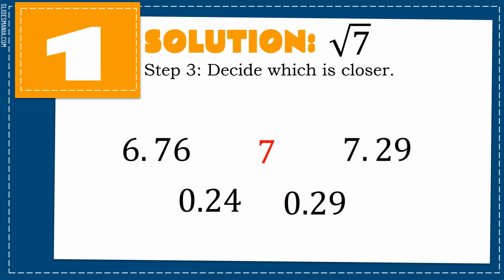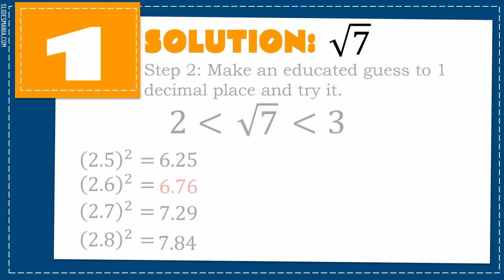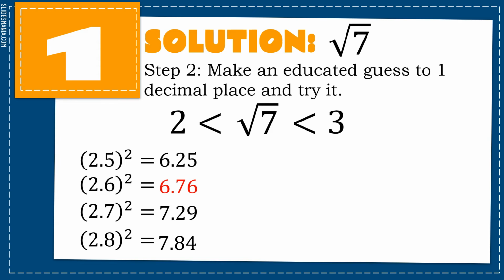So which is closer? Correct. 6.76 is closer because the difference is 0.24. Now we all know that 6.76 is the square of 2.6. Therefore, 2.6 is closest to square root of 7.